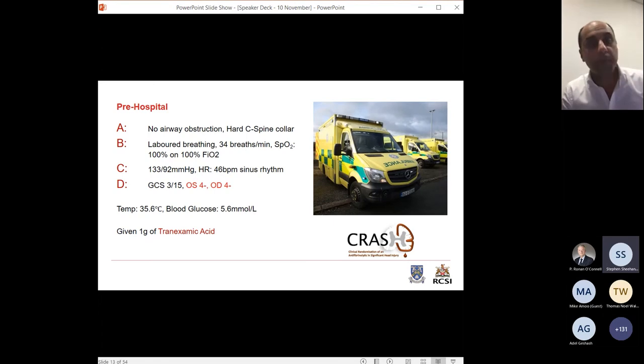He was given 1 gram of tranexamic acid on the scene, and the recent trial that came out, such as CRASH-3, has shown that this improves mortality and morbidity in mild to moderate head injured patients, but particularly when given within 3 hours. Next slide, please.